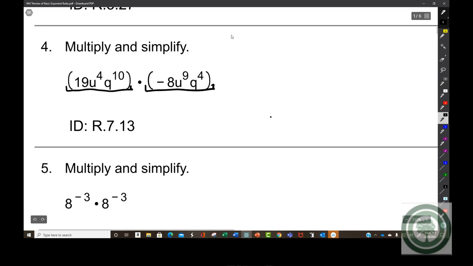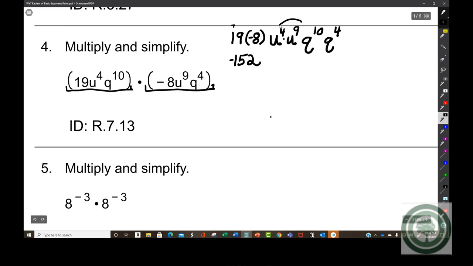We're going to multiply the numbers together, 19 times negative 8. We're going to multiply the u's together, and we're going to multiply the q's together. Well, I have no idea what 19 times 8 is. Let's just do this: 8 times 9 is 72. That's going to be negative 152, I think. Please double check me.